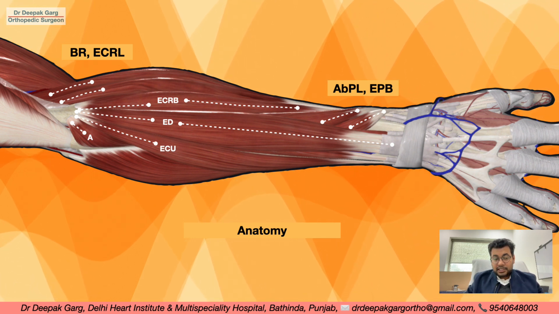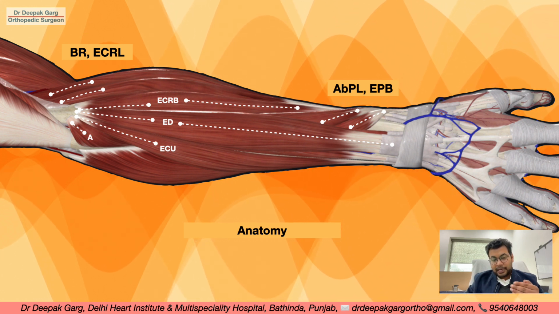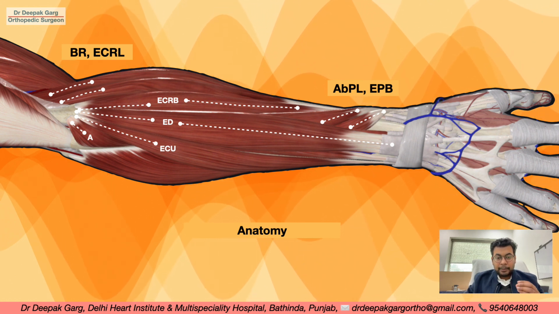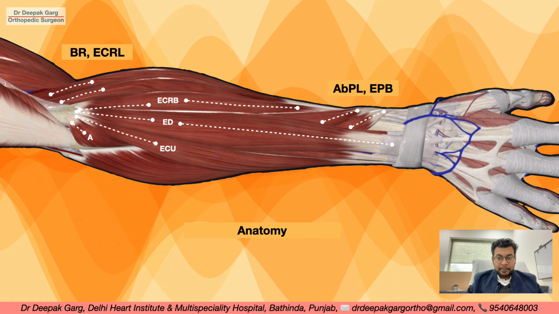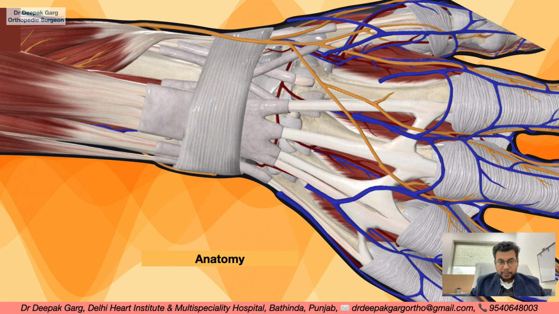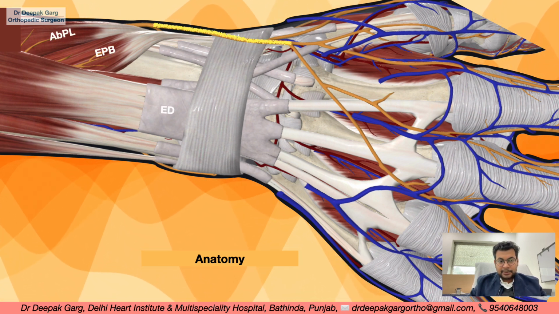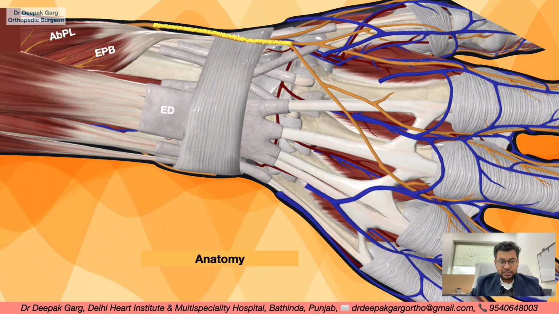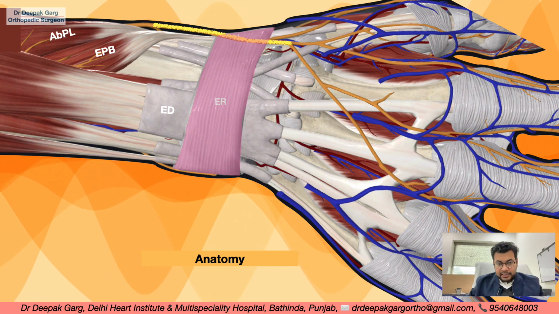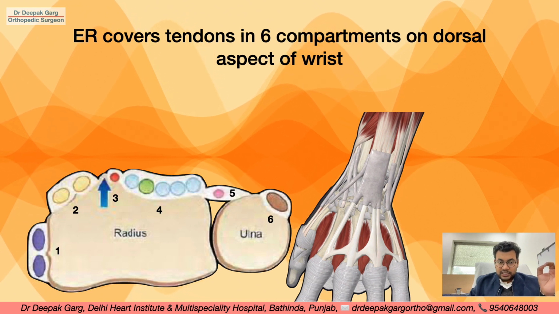When these muscles form the tendons distally, and the tendons pass behind the extensor retinaculum, they pass in a particular manner through various compartments. There are 6 compartments. Let's understand the anatomy. We can see that the nerve is passing above the extensor retinaculum, and this is the superficial radial nerve. These tendons we have already seen: abductor pollicis longus, extensor pollicis brevis, extensor digitorum, and this is the extensor retinaculum. The tendons pass behind the extensor retinaculum through the 6 compartments.